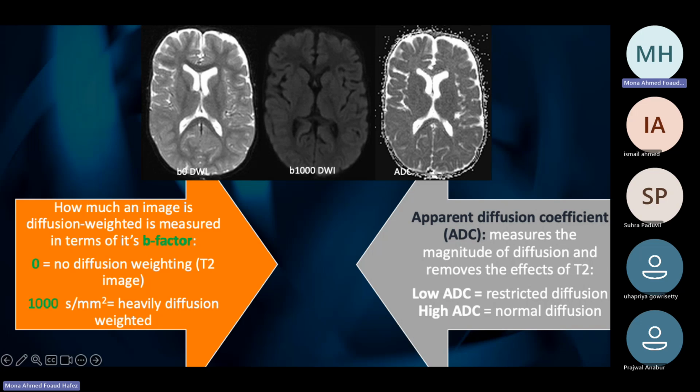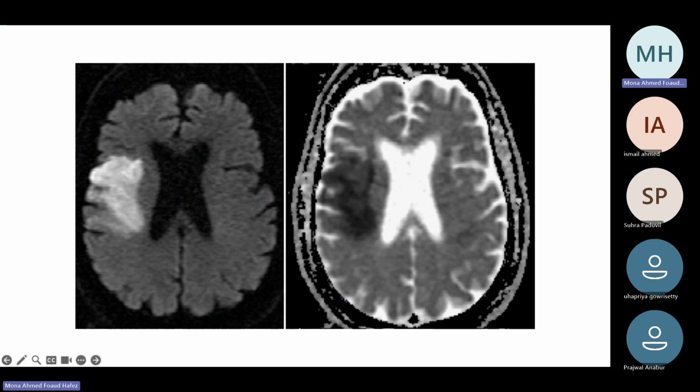The ADC is a calculated image, a mathematical or parametric map. As in this case, with diffusion restriction in the brain secondary to infarction, it shows high signal on B1000 and low signal on the ADC map. If there is high signal in both, then it will be a T2 shine-through effect. So we should check both the ADC and the high B value to say that there is restricted diffusion rather than T2 shine-through effect.